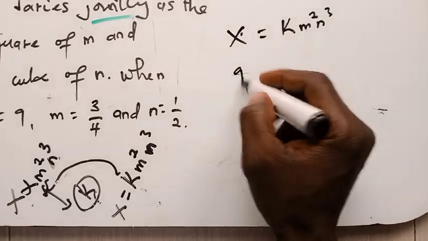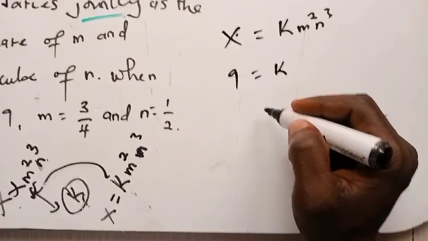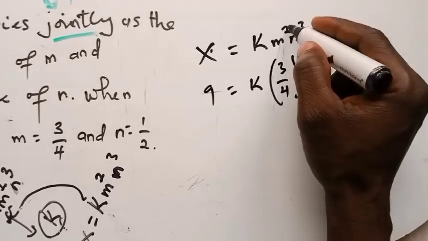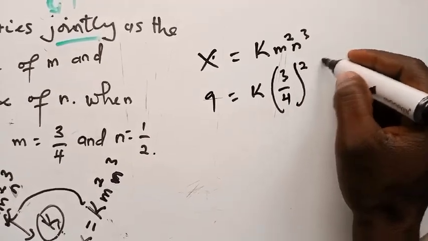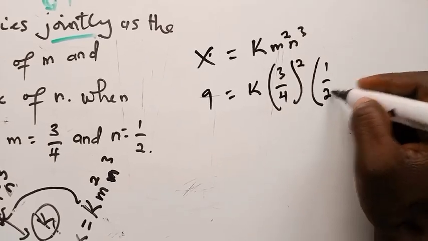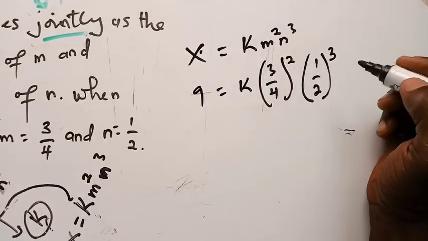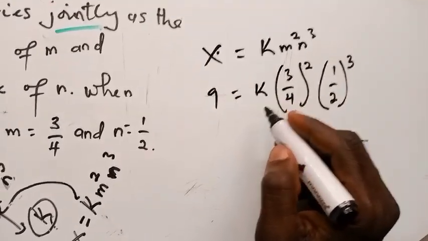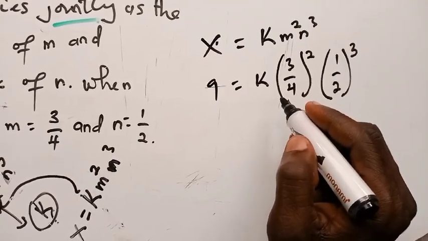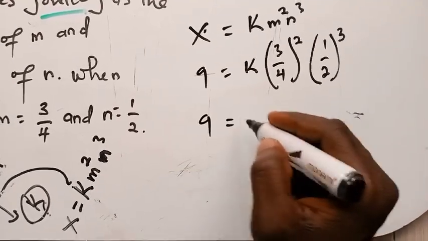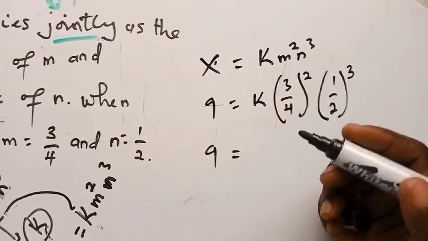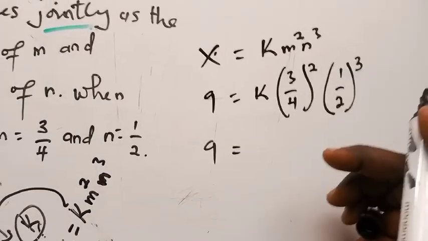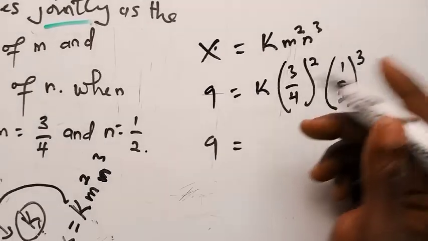And then we have x to be 9, equal to k, which we don't know yet, and then we have our m here. What is the value of m? m is 3 on 4. Remember, there's a square here. And what about n? n is equal to 1 on 2, everything raised to the power 3. Now you just need to expand this and solve for your k. How do you go about it? Why don't you pause this video and give it a try? That is all about mathematics. Don't fear to fail. You have to keep on trying until you have the final answer. You have to fail more by practicing before your final test or exam.